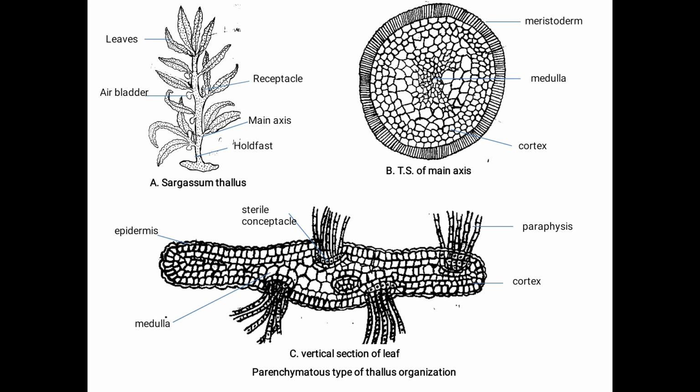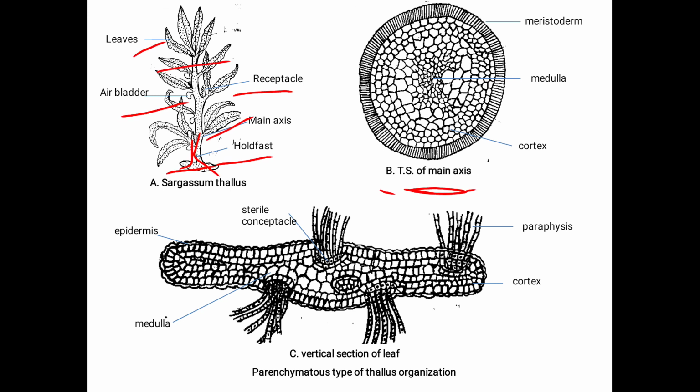Here, these are the structures. This is the first, A1, the Sargassum thallus. Here we see the leaves, presence of air bladders, receptacle. This is the main axis which is attached to the holdfast. What will this holdfast do? It helps the main thallus to attach. Here B1 is the transverse section of the main axis.